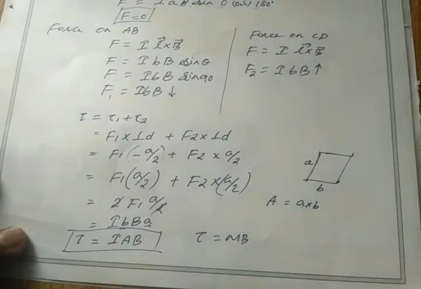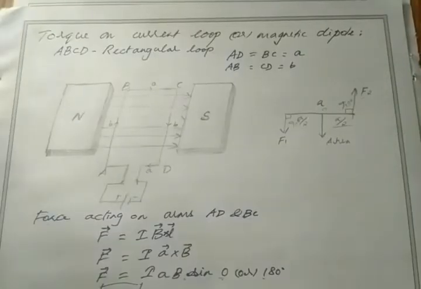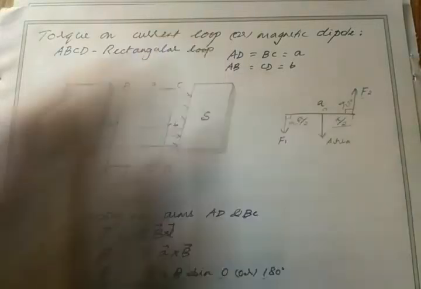Clear? So move on to the next case. In the next case, our loop ABCD is tilted at an angle theta with the magnetic field. So initially it is like this.